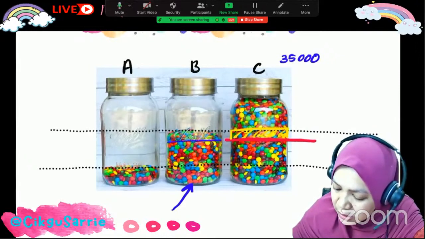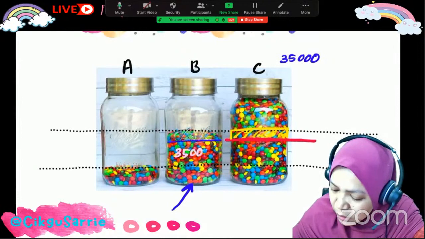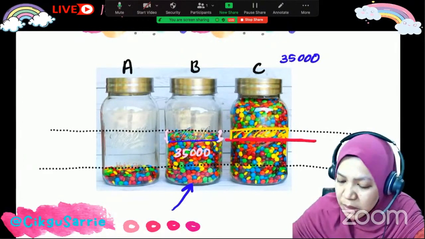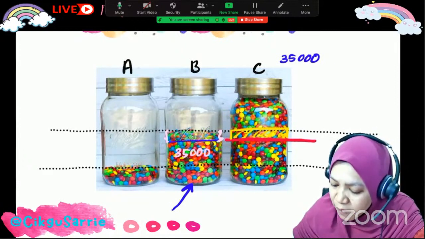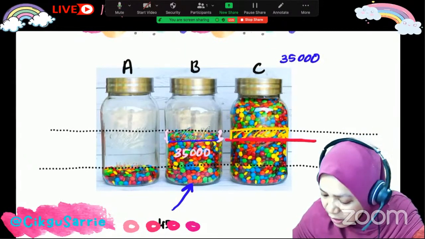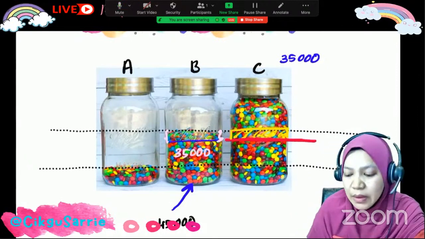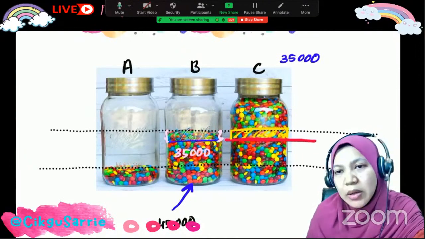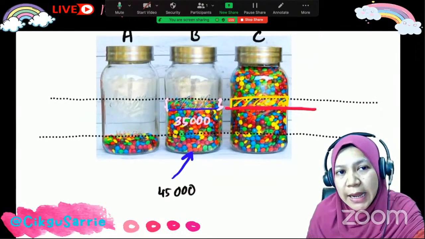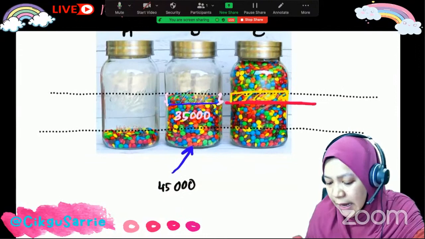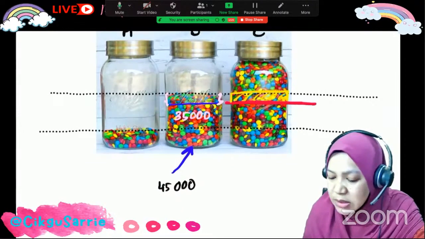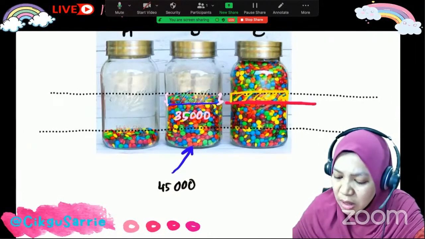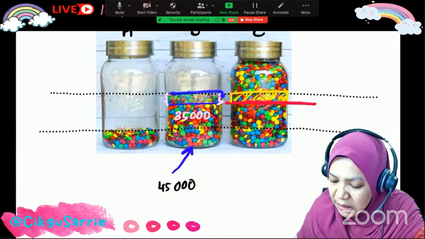Okay, 35,000 here, and we got another extra here. Maybe we can say this bottle B is about 45,000. Okay, right? Okay, how about the chocolate in bottle A? In bottle A, we can see the quantity is not half. It's not half of bottle B. It's not half.